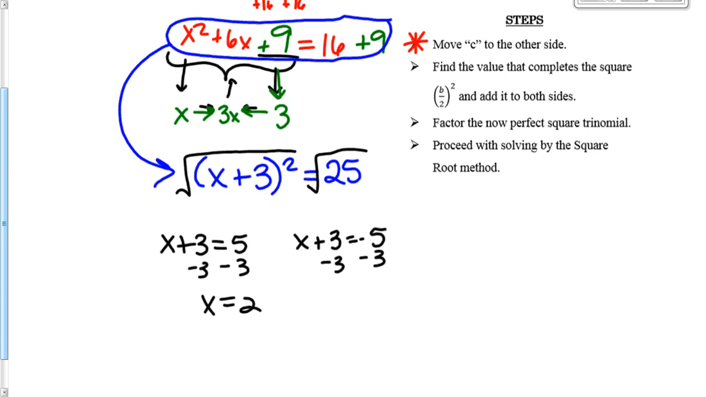X is equal to 2, x is equal to negative 8, and there's my answers. Okay? So let's refresh the steps we just did. We moved the c to the other side. That was the first thing.